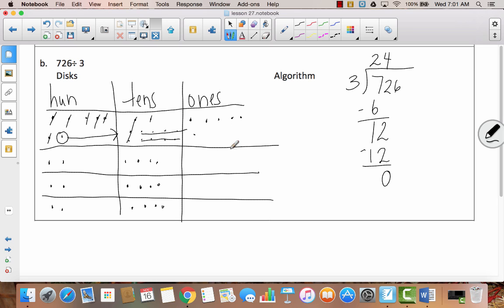So now I'm ready to divide 6 ones. So I'm going to bring down the ones. So I'm ready to divide those. So now I've got 6 ones. Now I know 6 divided by 3 is 2. So I'm going to go ahead and do these 2 at a time.